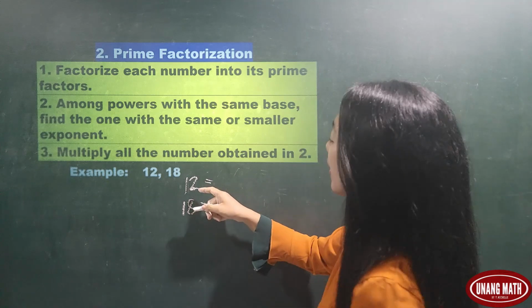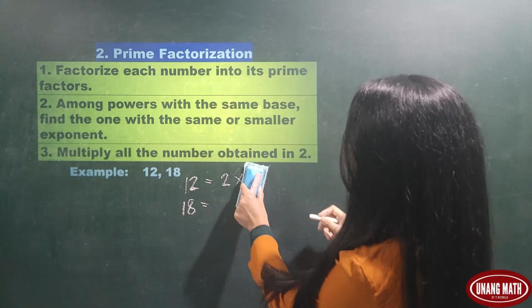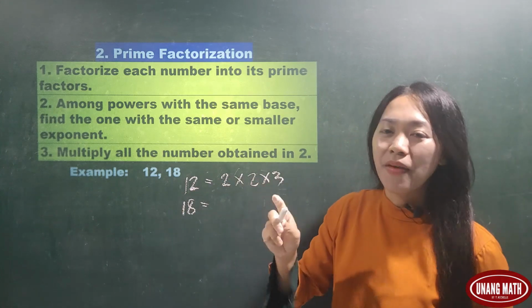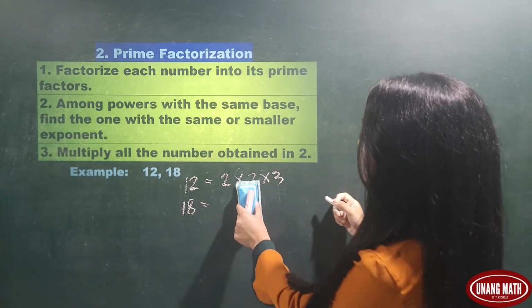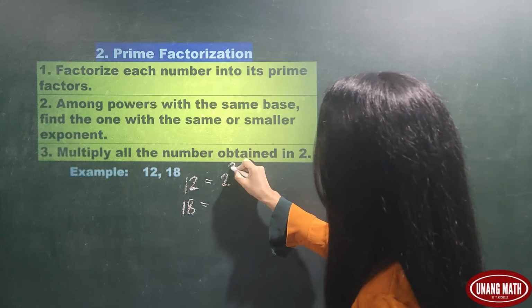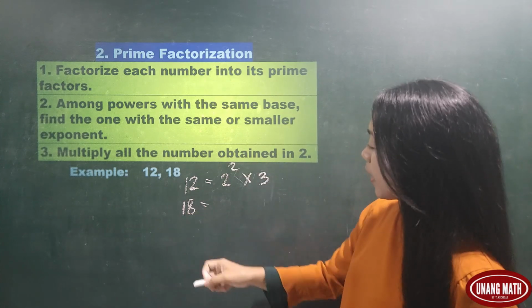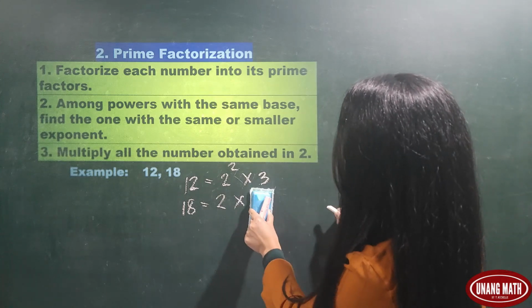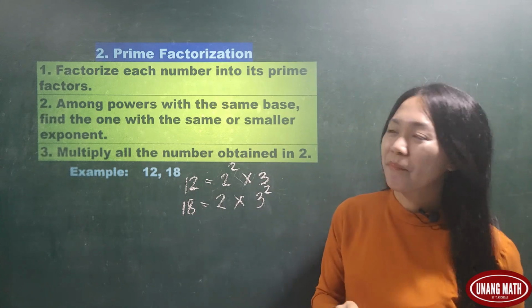Okay, 12 is equal to 2 times 6. And 6 is 2 times 3. So 12's prime factorization is 2 times 2 times 3. And this is equal to 2 squared times 3. How about 18? 18 is equal to 2 times 9. And 9 is equal to 3 squared.